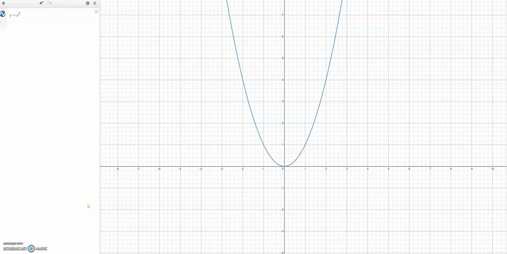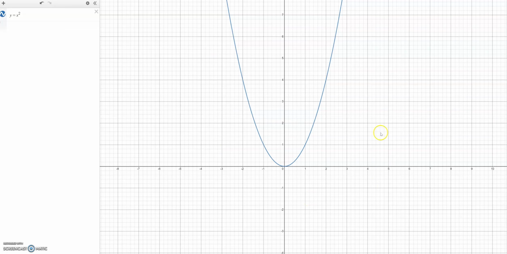Hello everyone. Today I want to show you how to move the functions up and down. So first I want to start with the example of our favorite quadratic function, the parabola. And we will move to other functions as well because they all move in exactly the same way.